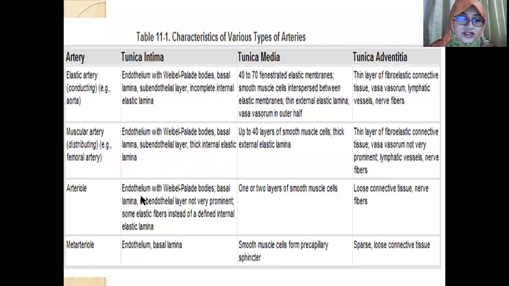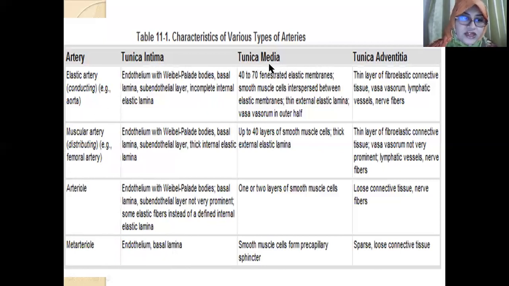In case of arteriole, endothelium with Weibel-Palade bodies rests on basal lamina, and the subendothelial layer is not very prominent, and there are some elastic fibers instead of a defined internal elastic lamina. And in case of metarteriole, endothelium which rests on the basal lamina.